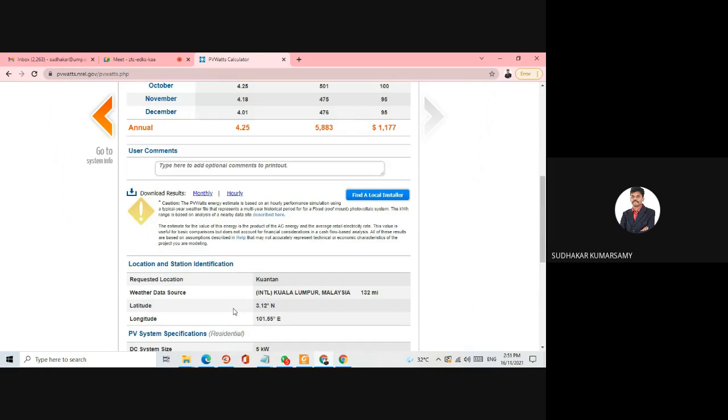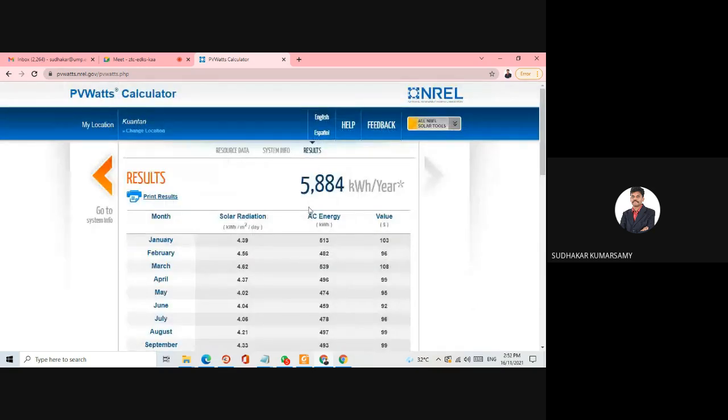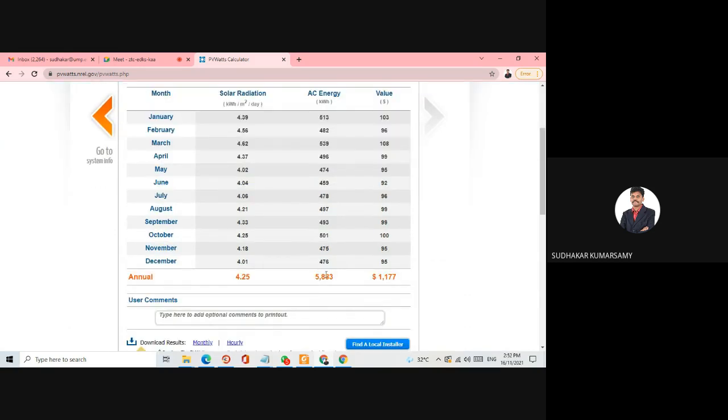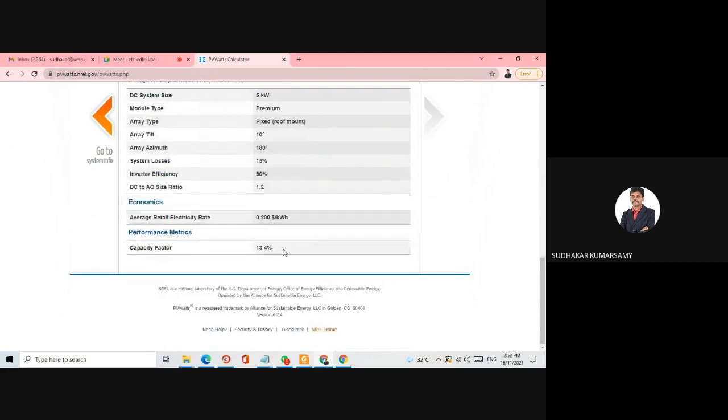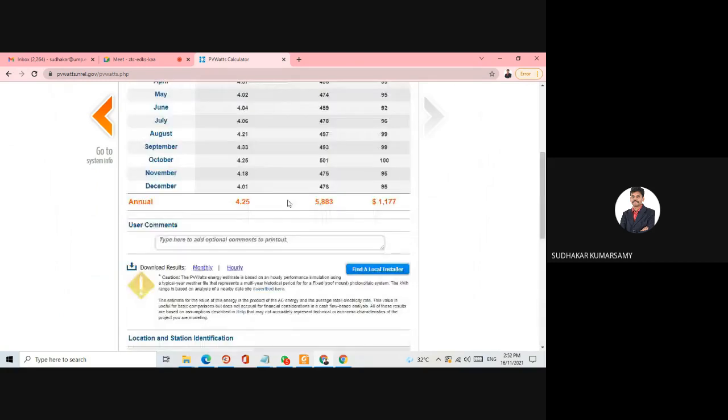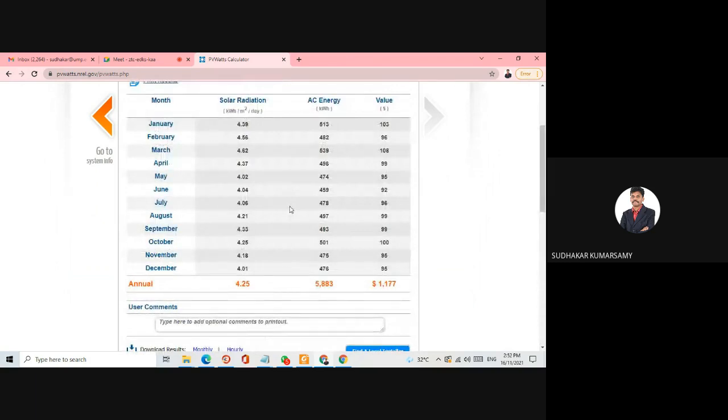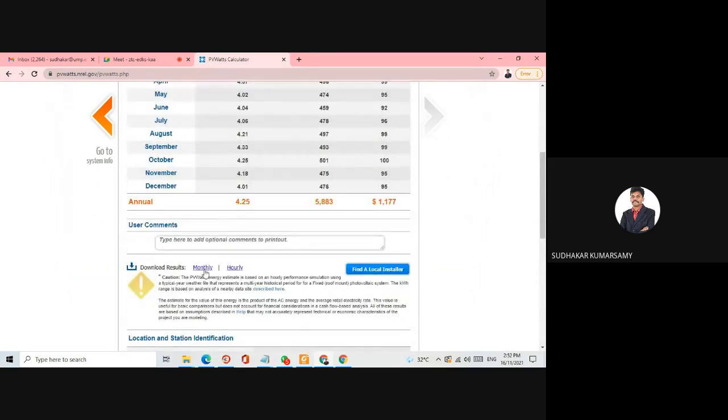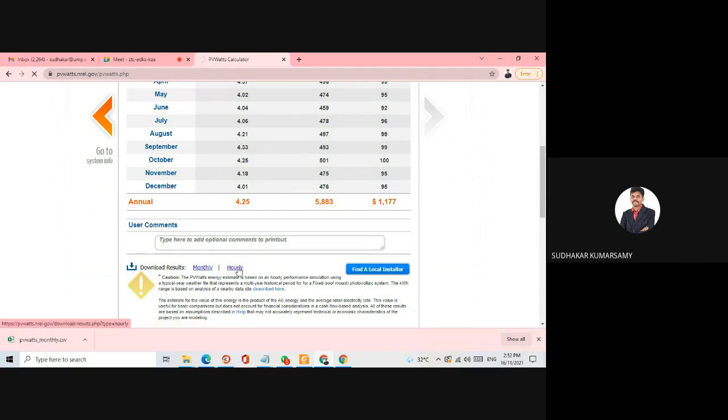And the energy result is this. So basically we get two answers. Performance is based on the energy generation, the annual energy generation. The other one will be your capacity factor. So these two are the performance metrics for this one. You can also do here monthly or hourly, like that. You can download the results. If you want to do the hourly calculation also, you can download in an Excel sheet.